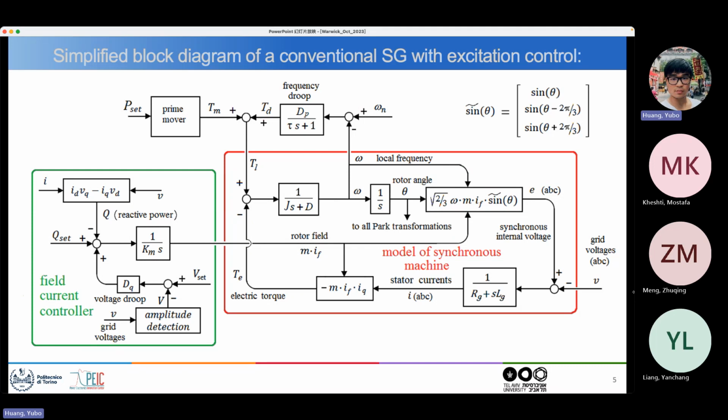And at the same time, it also looks at the difference between the desired point of common coupling voltage, where the generator is connected, and the actual voltage. We multiply this voltage difference by a so-called voltage droop constant, Dq, and then these two terms are added together and integrated, and that gives me the rotor field. So if I increase this rotor field, which comes from here, then the synchronous internal voltage amplitude increases, because it appears here in this plot.